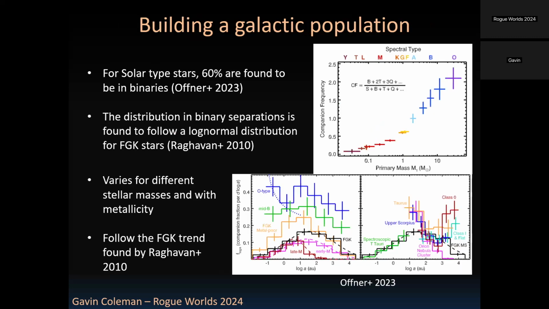Okay, so that was that paper. Now moving on to building the galactic population. To do this, we now need to know how many stars are in binary. This is all based on certain binary simulations. So for certain type stars, 60% of stars are found to be in binary.